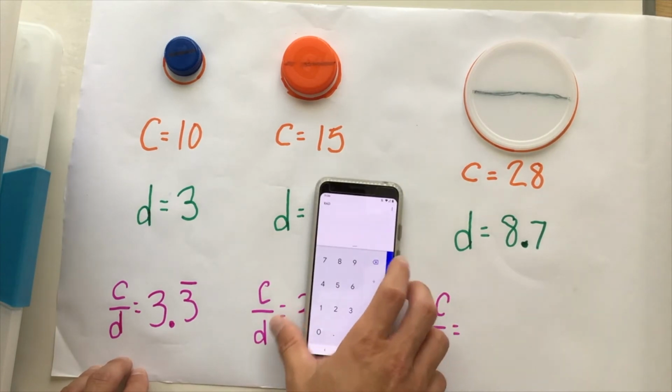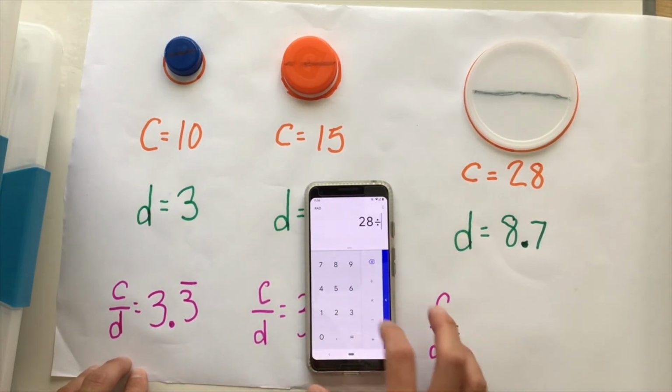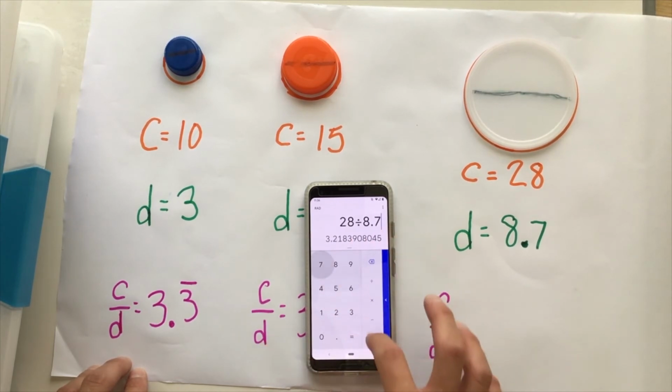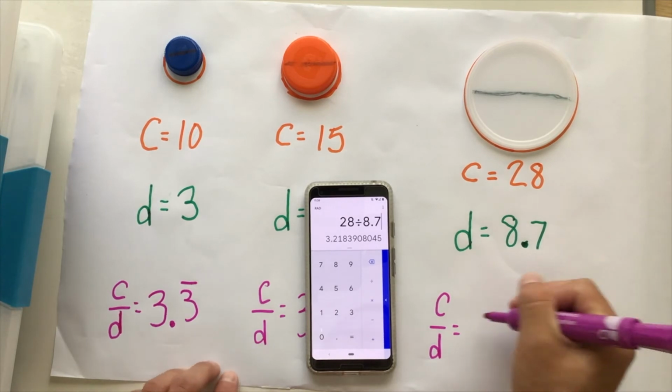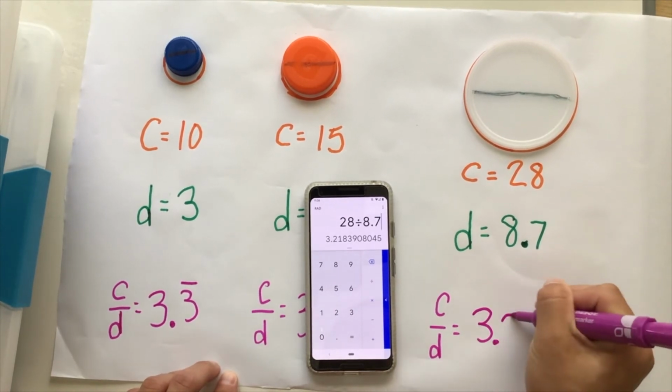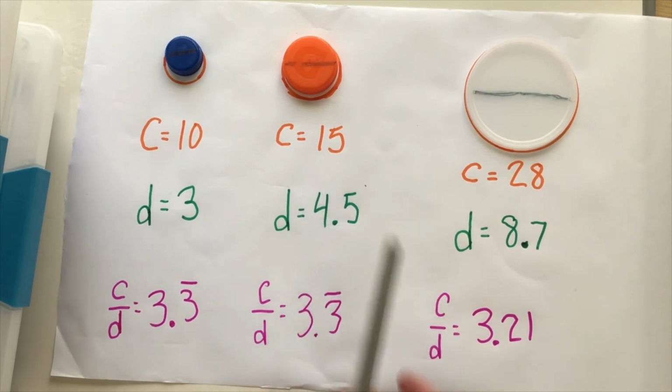Let's see if it holds true for our third circle. I'm going to take 28 and divide it by 8.7. And now I'm getting even more exact, 3.21. So how the heck is this possible, that when you take any size circumference and divide it by the diameter of that same circle, it ends up being 3 and change? If you'd like, we can do one more experiment.